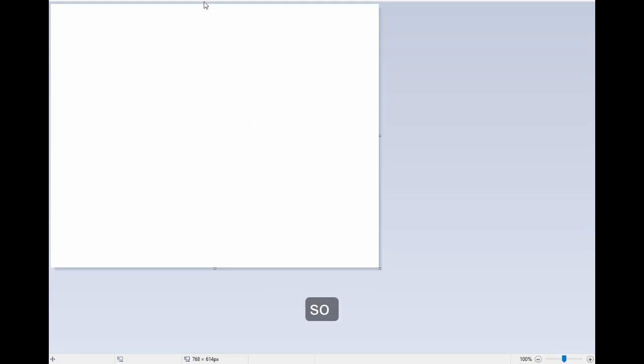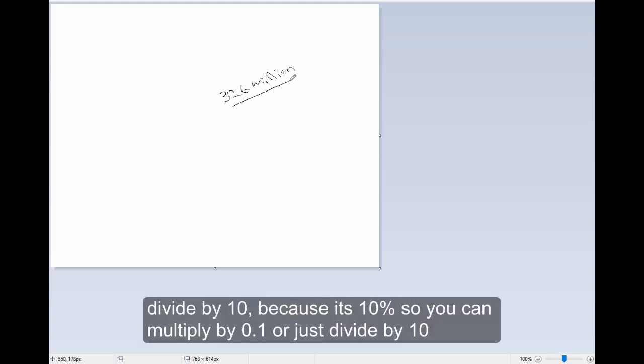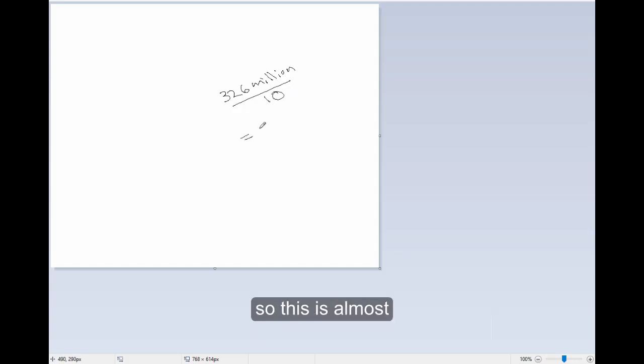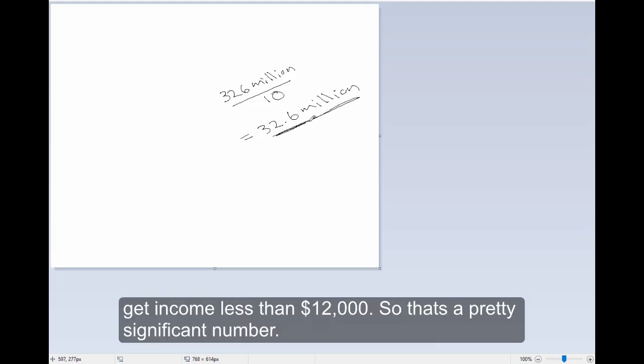So 326 million divided by 10, because it's 10%, so you can multiply by 0.1 or you can just divide by 10. So this is almost 32.6 million. So 32.6 million people get income less than 12,000. So that's a pretty significant number.